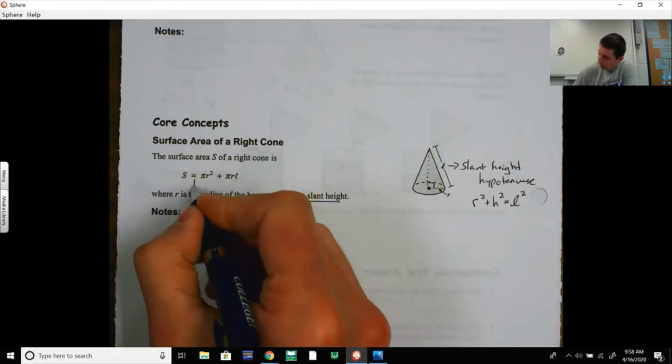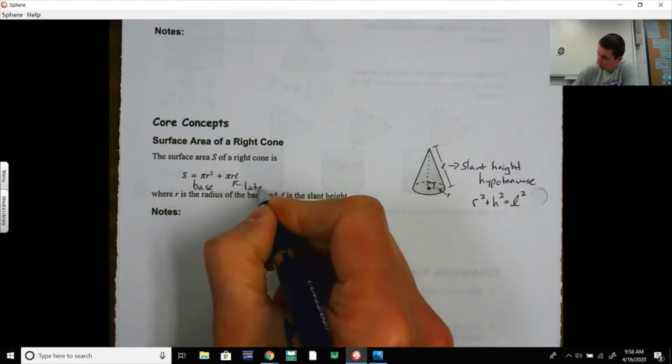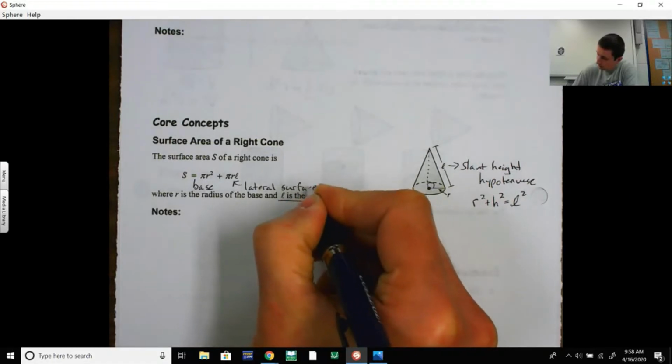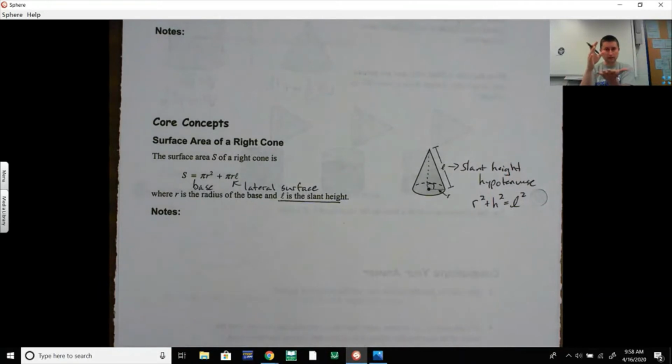Okay. So going back to surface area, the surface area would be pi r squared. This is your base. And this right here is your lateral surface. Okay, that's the vocab word up above. That's your lateral surface. That's what's going around the outside of the cone. It's not the base. It's not the bottom.